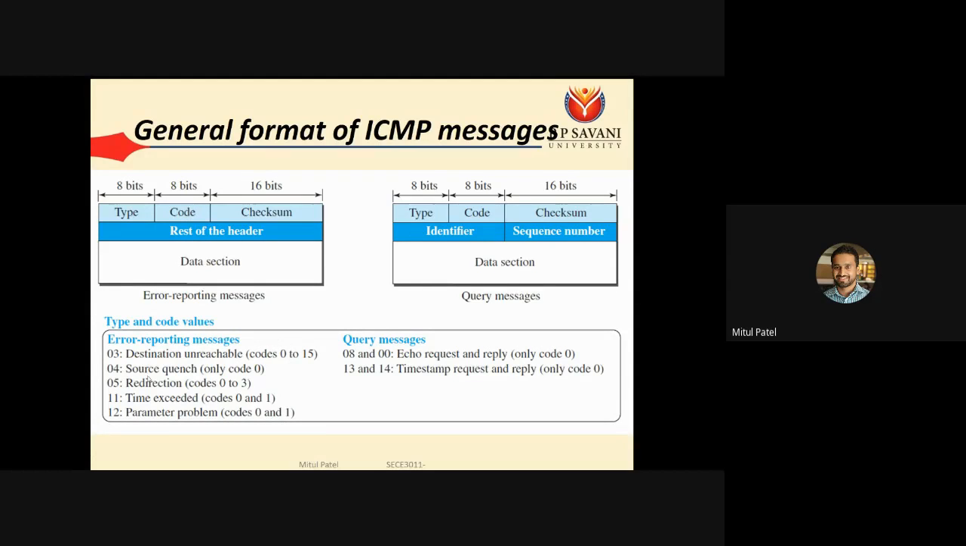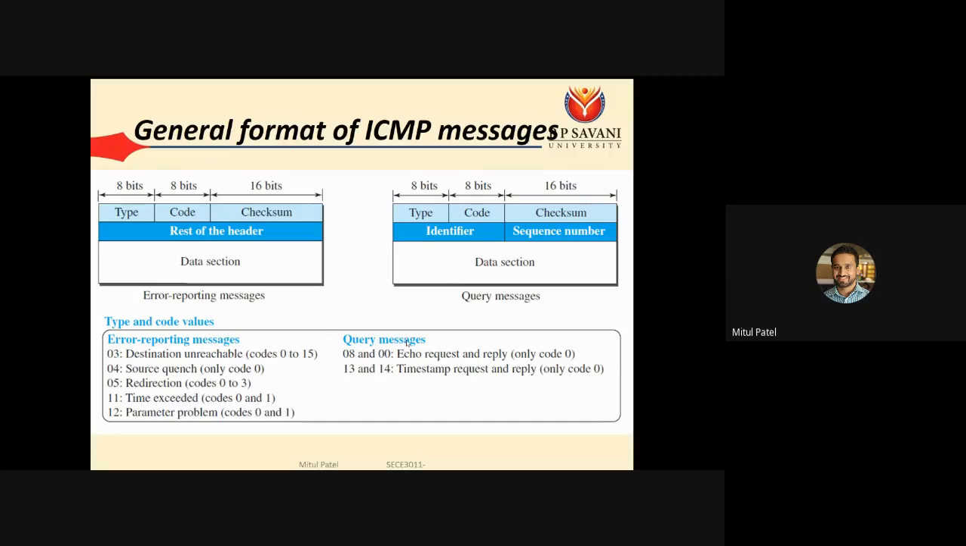Same way, we have the second type of error, that is the source quench error. For it the type is 4 and the code value is only single, that is 0. Then we have the redirection error. For type value 5, the code can be from 0 to 3. Then we have the time exceeded error, with type 11 and code 0 and 1. And we have the parameter problem error, in which the type is 12 and the code can be either 0 or 1. We will see in detail all these 5 types of error.